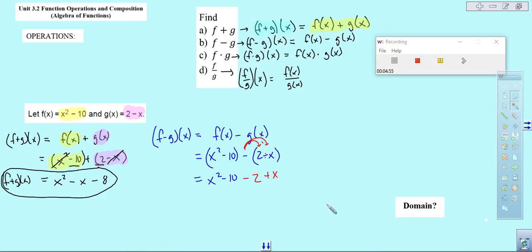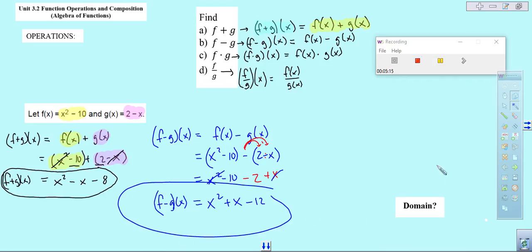And then once again, we're at the same step where we combine like terms. So we start on the left-hand side, x squared, got it. Positive x, got it. Negative 12, got it. So f minus g of x is this. Okay, I'm going to hit pause. We'll get started on the multiplication one.